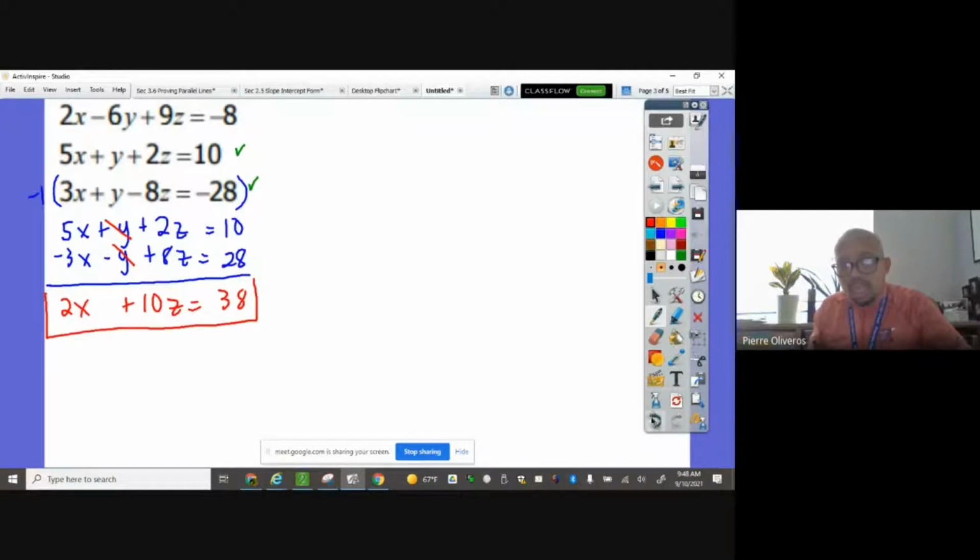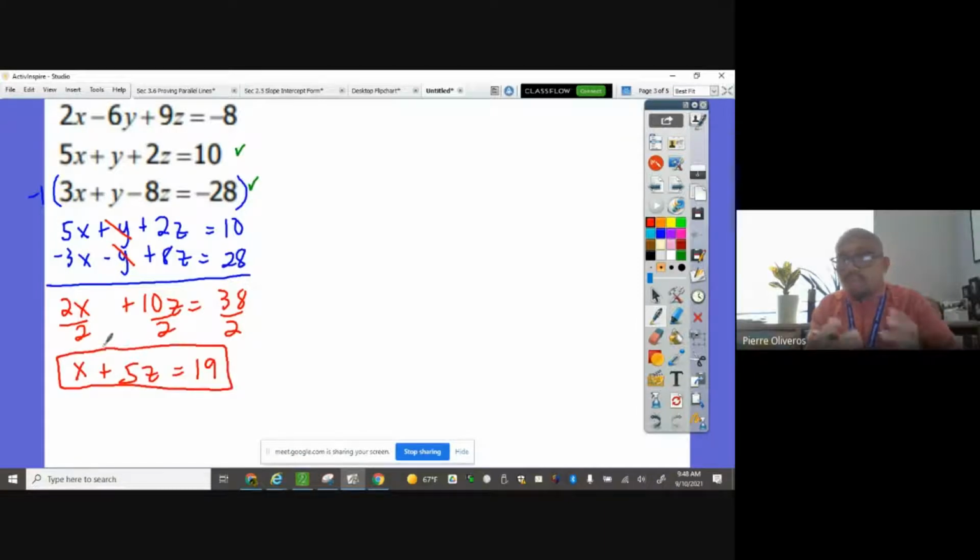Hold on. I can see that my equation A, 2x plus 10z equals 38, is divisible by 2 in all terms. So I can make it simpler by dividing all of them by 2. That will give me x plus 5z equals 19. This is not necessary, but it's nicer when you simplify your work, and it will help you solve the problem easily because you're dealing with smaller numbers or coefficients.